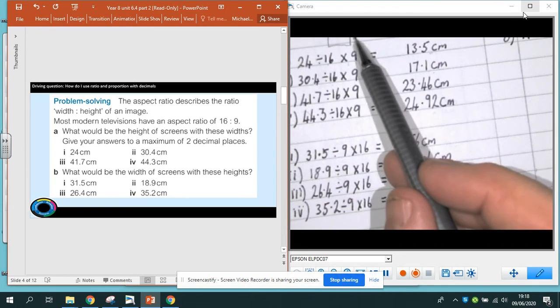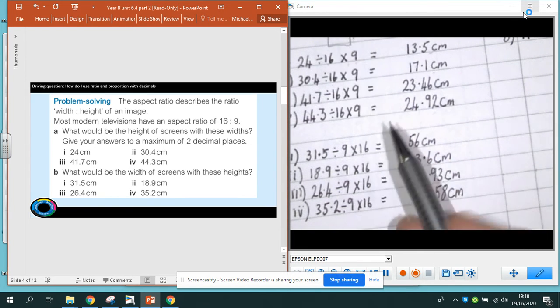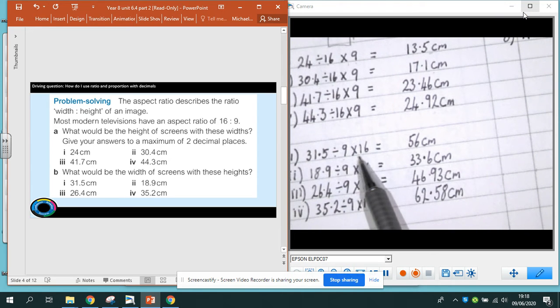Now, for the second ones, I know the height, and I need to find the width. So I divide by the height, multiply by the width. So 31.5, how many 9s in 31.5? Multiplied by 16, and that gives me 56. 18.9 divided by 9 times 16 gives me 33.6. And so on. Finally 46.93, then 62.58.